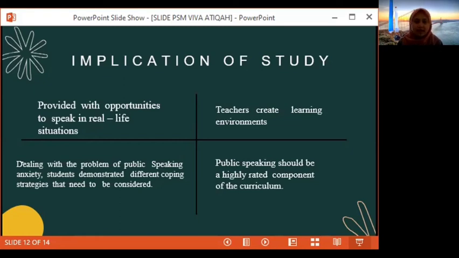Okay, next is dealing with the problem of public speaking anxiety. Students demonstrate different coping strategies; techniques to be pursued involve the teacher, curriculum, and learning environment. It is important to encourage students to record their non-judgmental experience of public speaking anxiety in a learning logbook, work on areas of weakness and strength, and monitor their progress.